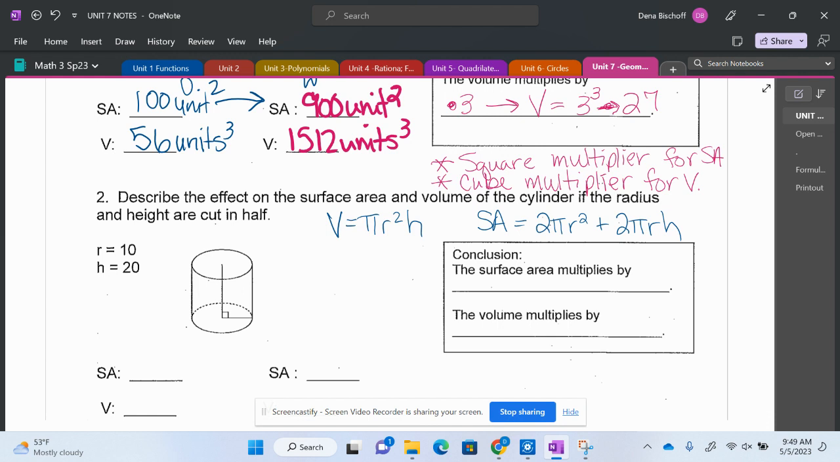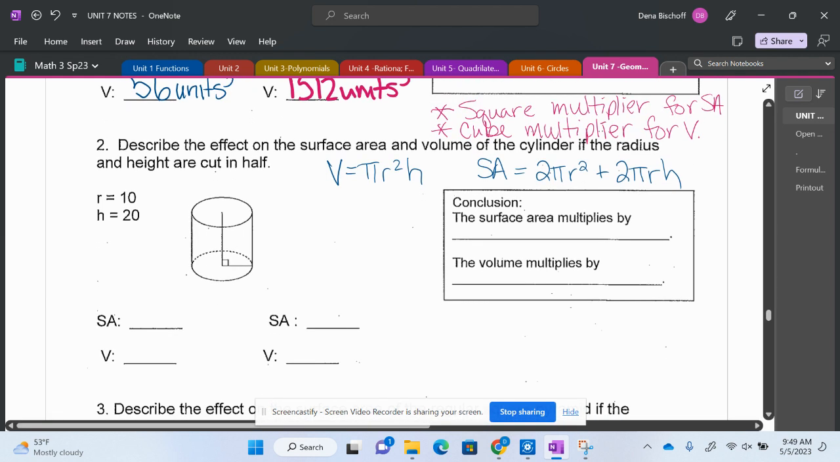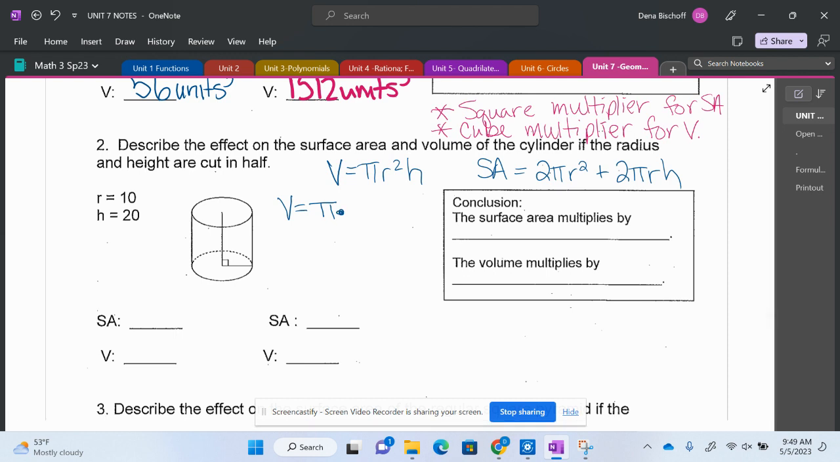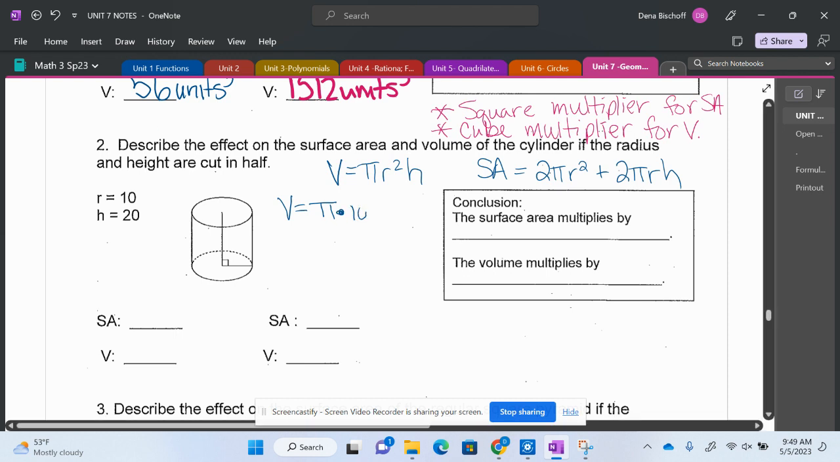So let's do volume first. We're just going to find the original measures. So the volume equals pi, and we're going to leave our answer in terms of pi. We're just going to not even use pi in the calculations. Pi times my radius squared times my height.